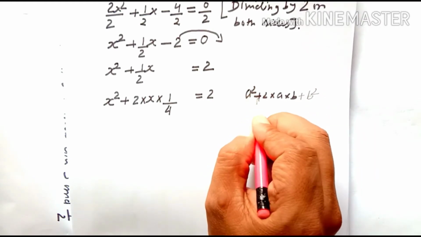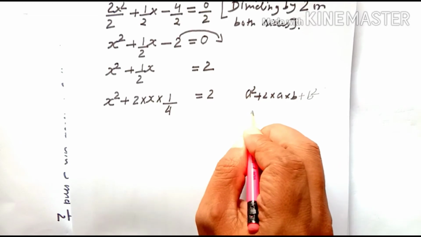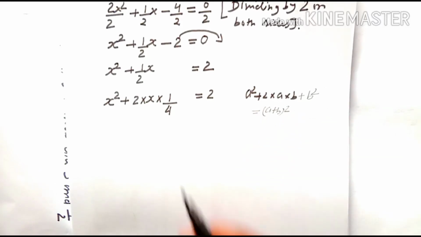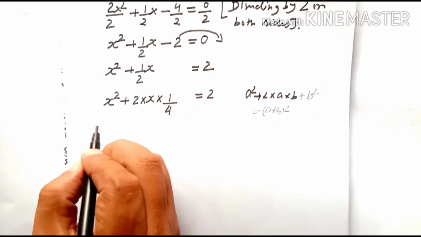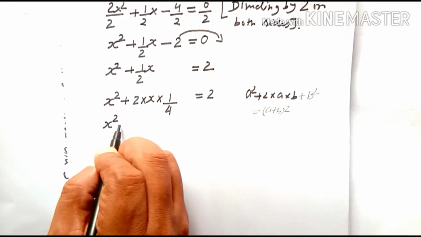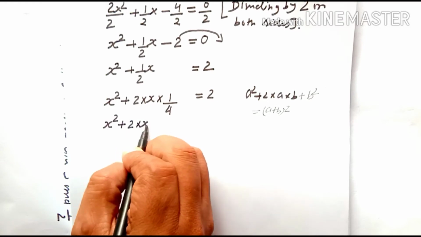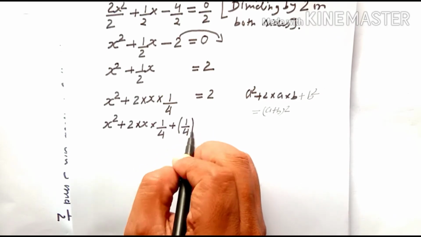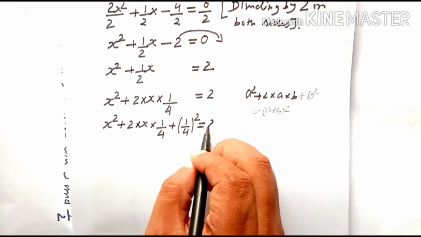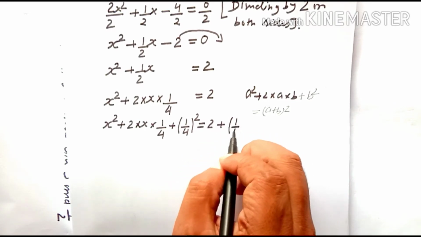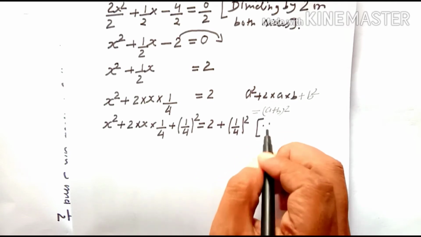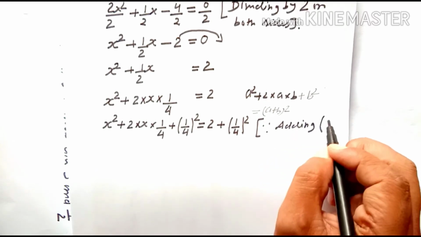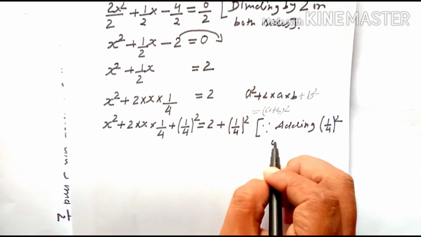So now plus b squared we need. And we know that a squared plus 2ab plus b squared is also equal to a plus b the whole square. Now you can complete the identity here by adding b squared on both sides. So we take a squared plus 2 into a into b plus b squared. So 1/4 is our b, which is equal to 2, plus again 1/4 the whole square. Give the reason: adding b squared, 1/4 the whole square, on both sides.